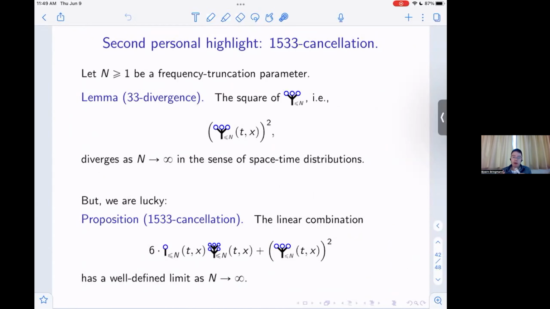In order to make a rigorous statement, let me choose N to be a frequency truncation parameter. I'll truncate all of my frequencies to be less than capital N. The first thing I want to tell you is this 3-3 divergence. If you look at the square of this cubic object, which I remind you had regularity 0 minus, this actually tends to diverge as N goes to infinity in the sense of space-time distributions.